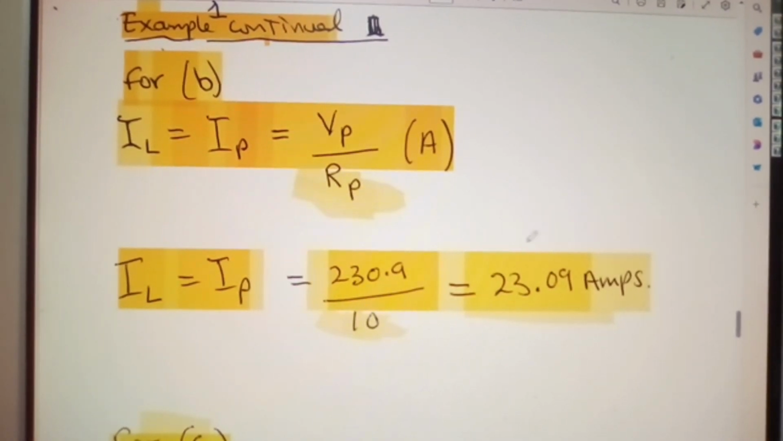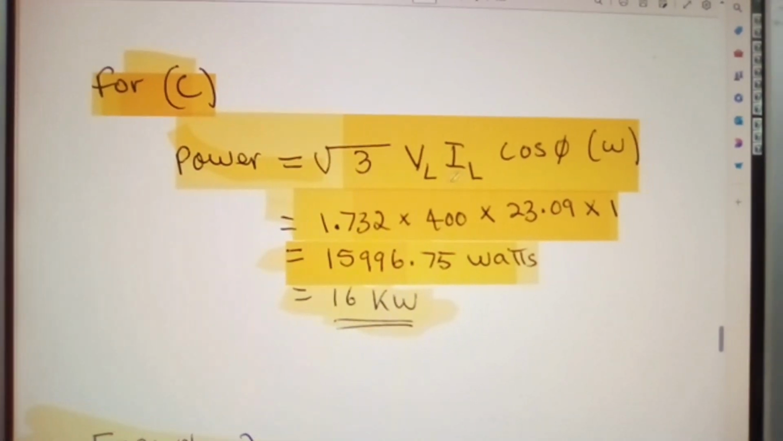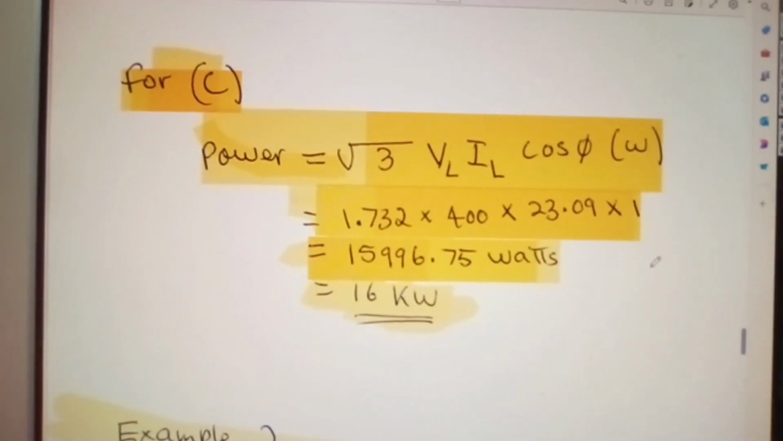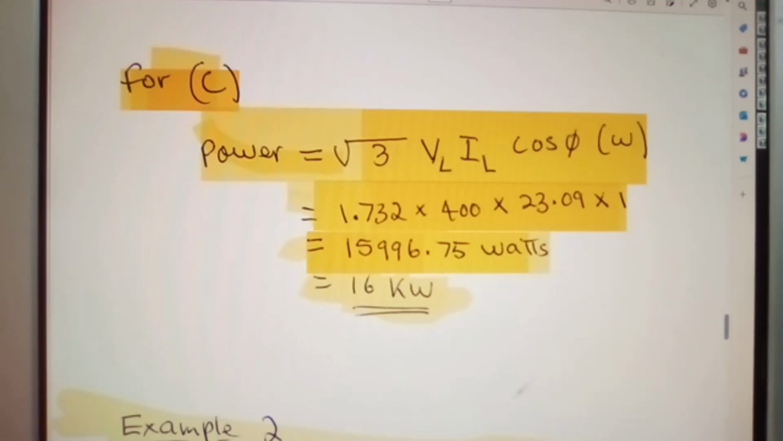Now you need to make sure that you've got this yourselves and you can see how we got the answer. For C, power equals square root of 3 VL times IL cos theta. I call it cos theta, you can call it what you like. 1.732 times 400 times 23.09 times 1. Why 1? Because the power factor is 1, and that is in the question. So be sure you know where you got that from.